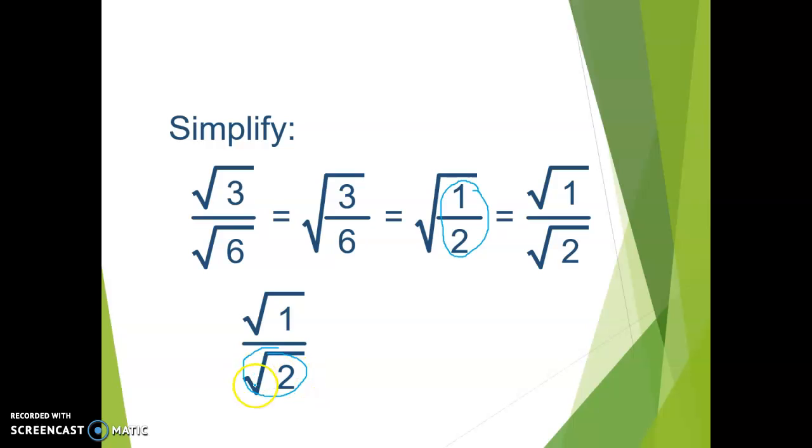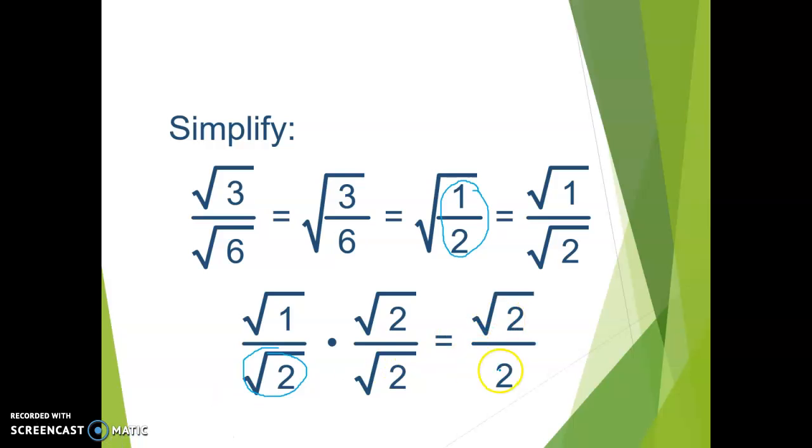So how am I going to get rid of this root 2? Well, I get rid of root 2 by multiplying it by itself. And if I multiply the bottom by root 2, I have to multiply the top by root 2. Going across the top, I have the square root of 1 times the square root of 2. That's just the square root of 2. And on the bottom, the square root of 2 times the square root of 2 essentially undoes the square root, and so we just have a 2 on the bottom. Square root of 2 over 2. And that is it. I can't do anything else with that.